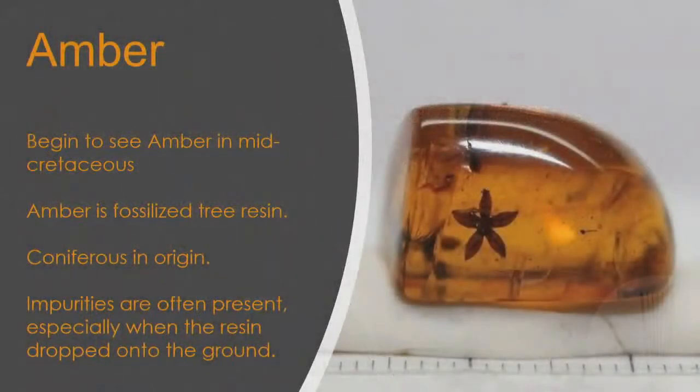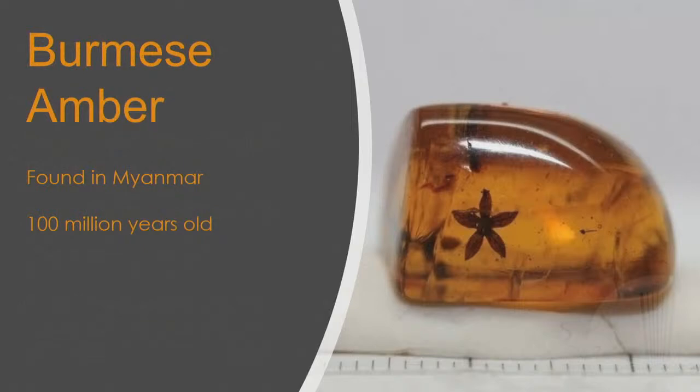And then you start to see amber during the Cretaceous period. This is a fossilized tree resin, typically coniferous in origin, from conifer trees. Impurities are often present, especially when the resin is dropped to the ground. These, what we call inclusions, can include anything from plant material to insects, that sort of thing. So it's pretty interesting whenever you get to see these things.